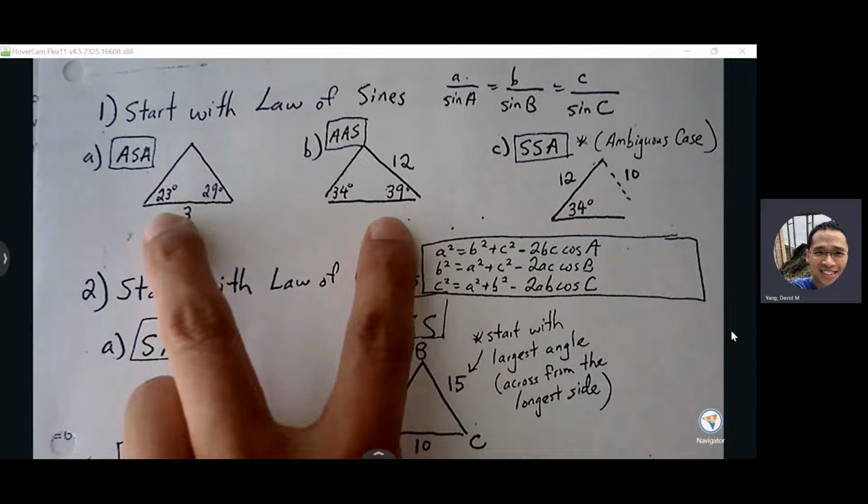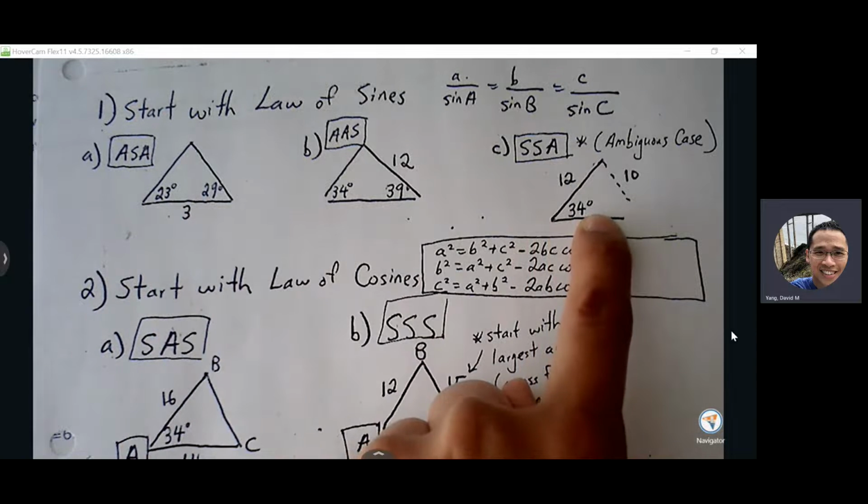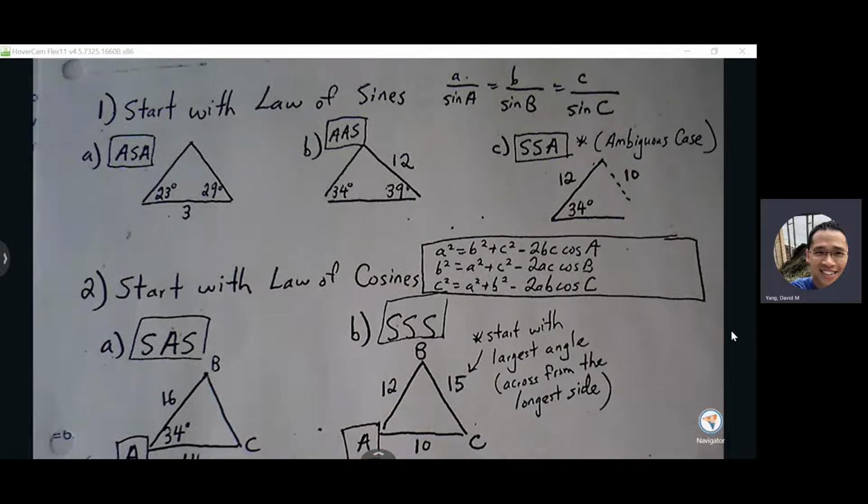It's going to help you decide what rules to use. If you're dealing with two angles, those are easy. You just do law of sines, find the missing side, missing angle. If you see side angle, you have to go through that additional step, find that imaginary height, and from there decide: am I dealing with 0 triangles, 1 triangle, or 2 triangles? And then go on from there.